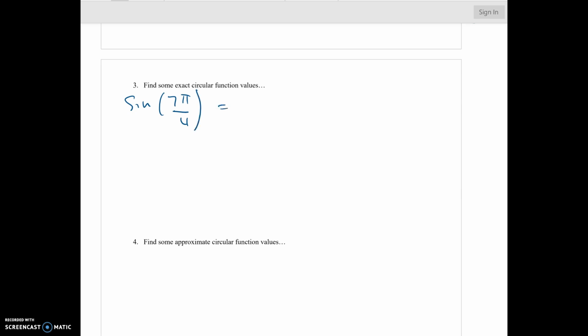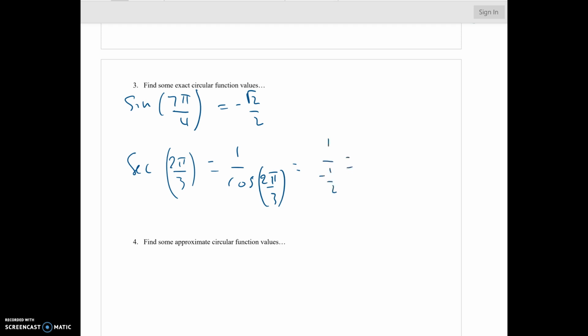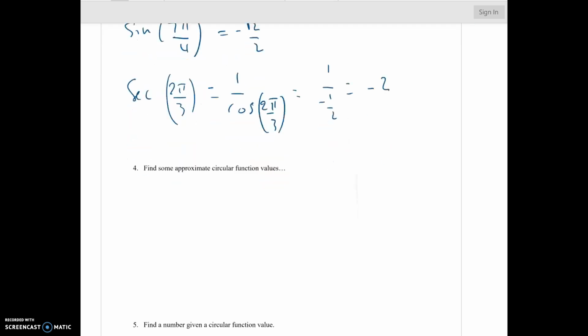Okay? So now if we want to find the value of sine of 7 pi divided by 4, which is going to be equal to minus square root of 2 divided by 2, we look at the trigonometric circle. And the sec of 2 pi divided by 3, which is 1 over cosine 2 pi divided by 3. When you look at your trigonometric circle, the cosine of 2 pi over 3 is minus 1/2, so you have 1 over minus 1/2, which implies that the sec will be equal to -2.